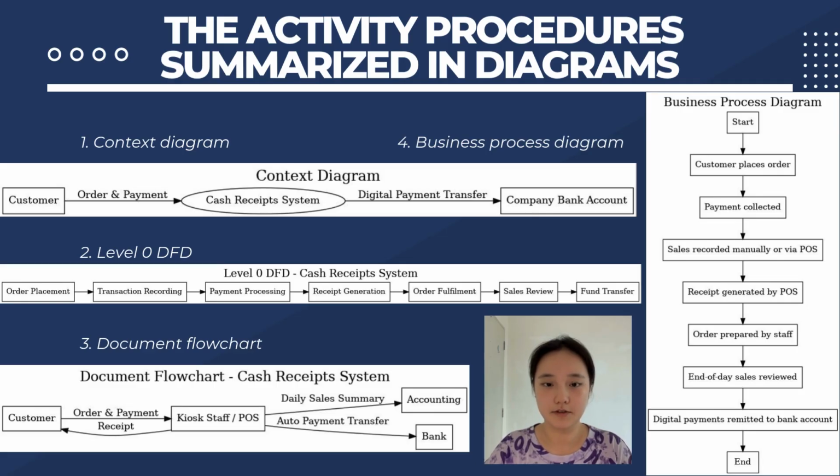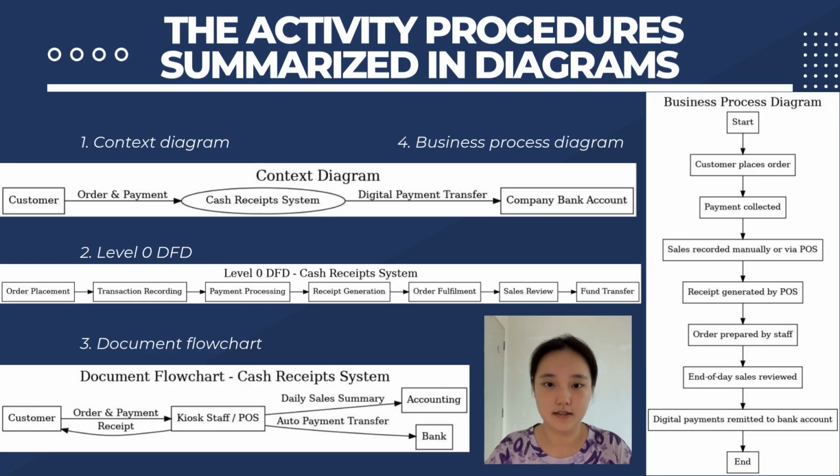Next is the level 0 data flow diagram, which breaks down the process into 7 main steps. First, from order placement, it goes through transaction recording, payment processing, and receipt generation. Then it moves on to order fulfillment, daily sales review, and finally, fund transfer. The green section highlights front-end activities, while the blue section covers the back-end procedure.